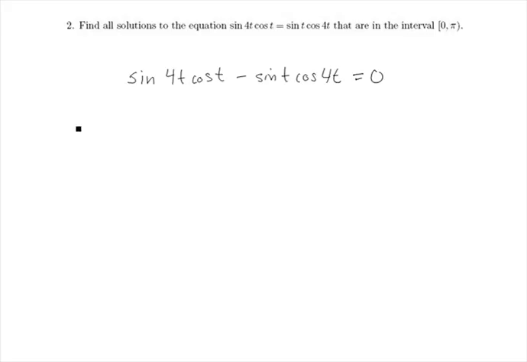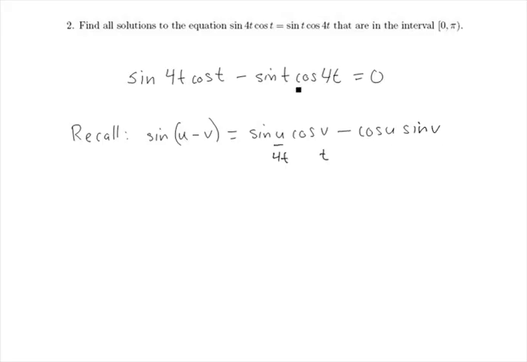Recall that the sine of u minus v is the sine of u cosine of v minus the cosine of u times the sine of v. And so if we look at the relationship to the original equation, here u is 4t, v is t, so we have the sine of u times cosine of v minus cosine of 4t sine of t.